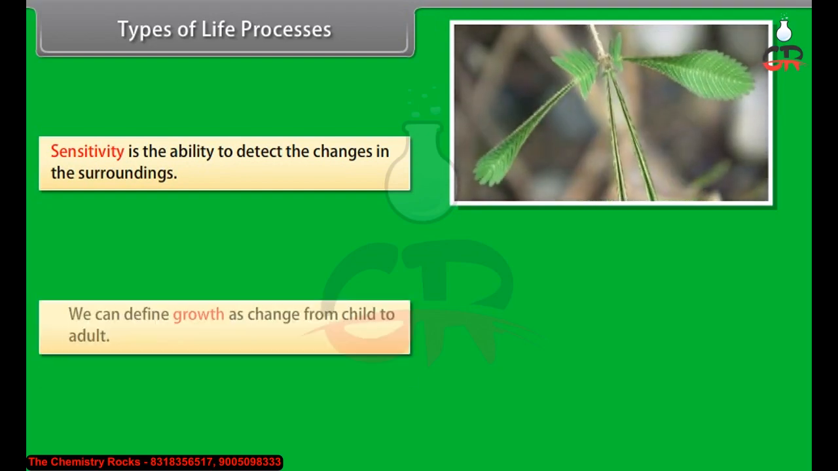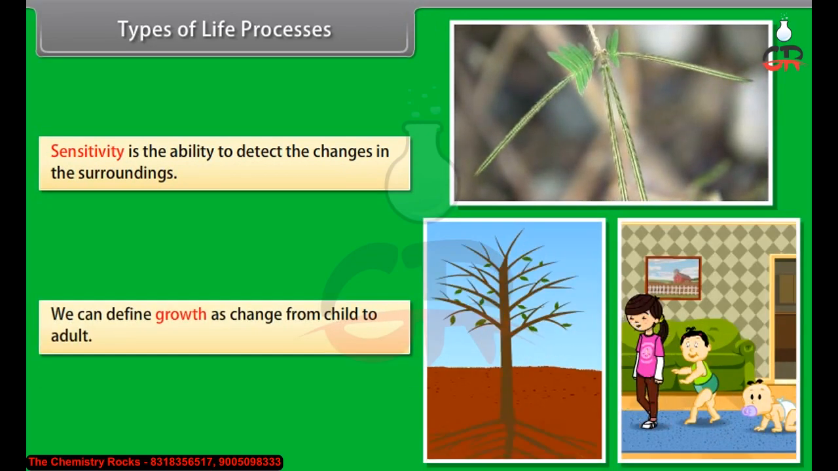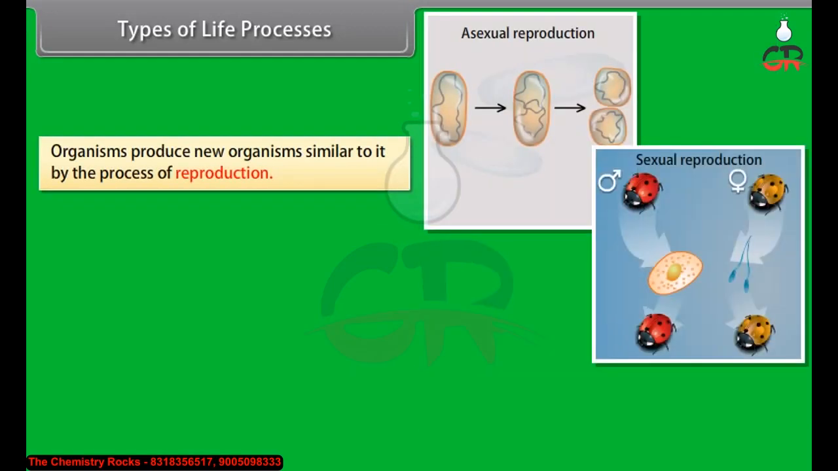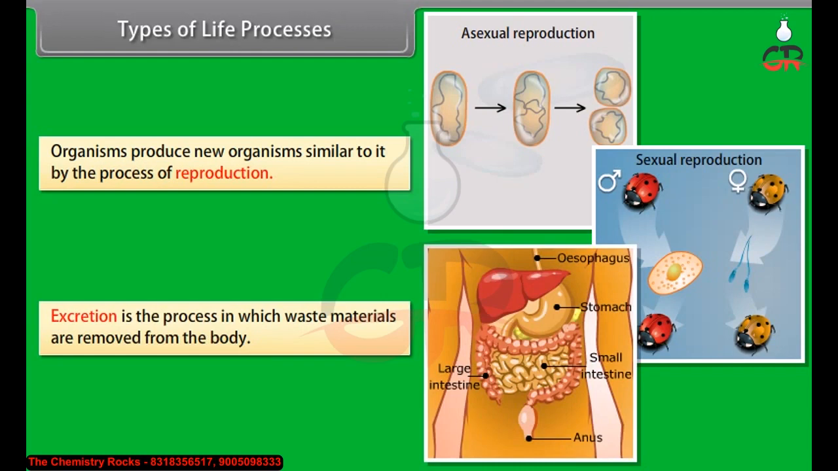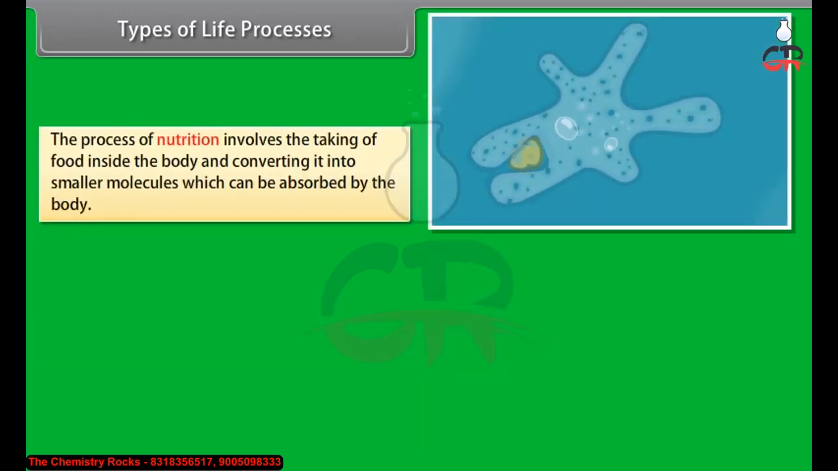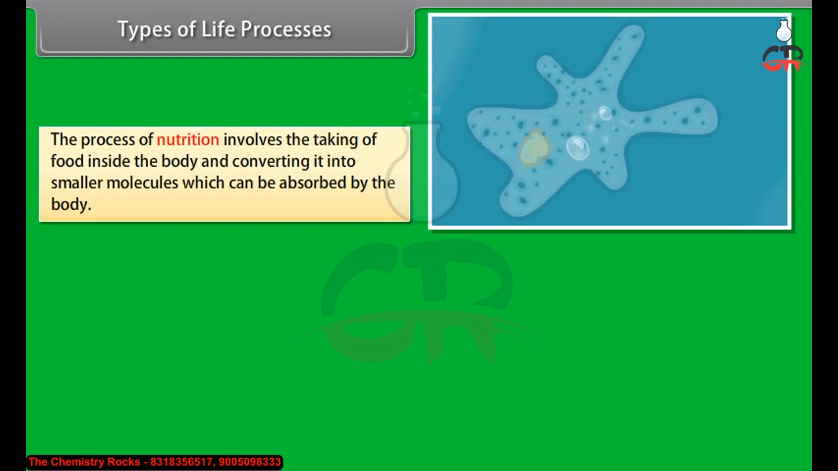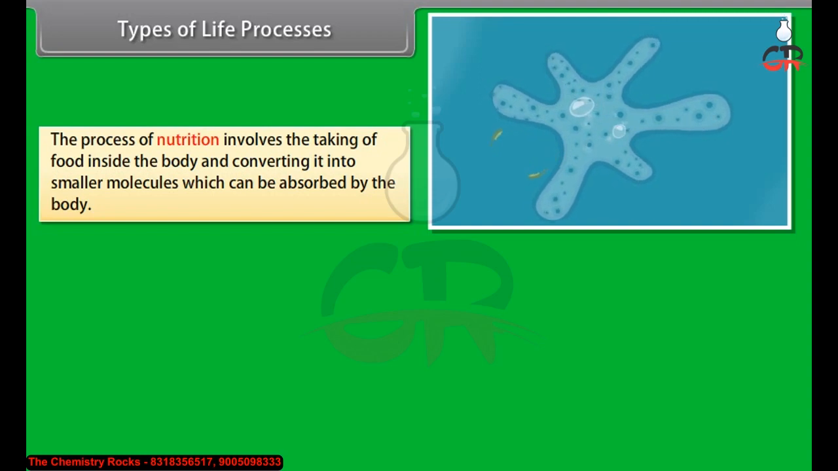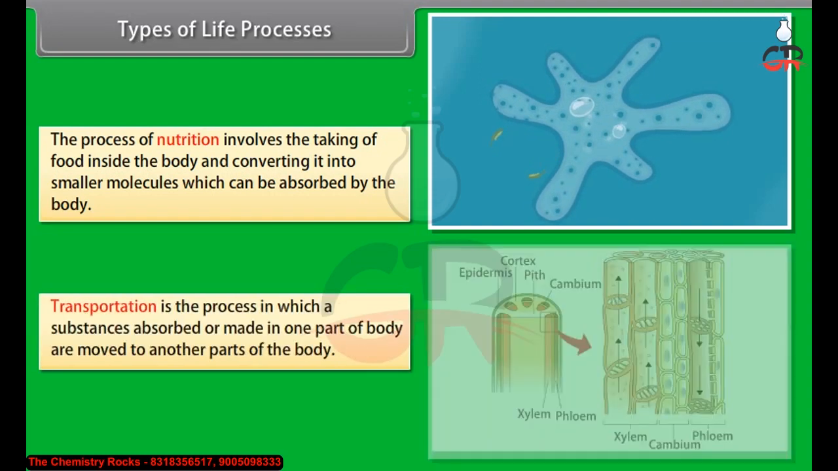We can define growth as change from child to adult. Organisms produce new organisms similar to them by the process of reproduction. Excretion is the process in which waste materials are removed from the body. The process of nutrition involves taking food inside the body and converting it into smaller molecules which can be absorbed by the body. Transportation is the process in which substances absorbed or made in one part of the body are moved to other parts of the body.